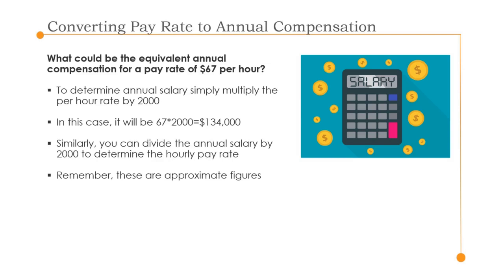Similarly, you can divide the annual salary by 2,000 to determine the hourly pay rate. And remember, these figures are approximate figures, since candidates are paid for the hours they work, which can vary.